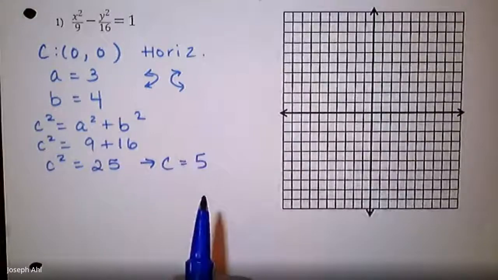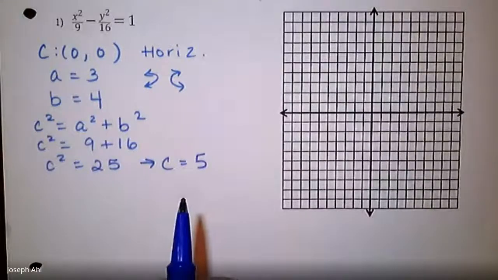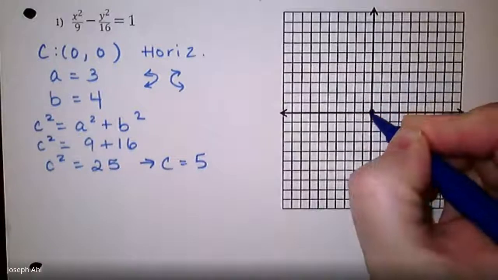So that's going to give you a value of C, which is equal to 5. We're very used to C not necessarily being a nice value. So in this case, it is, which is nice, but it doesn't have to be. Let's start plotting here. Okay.